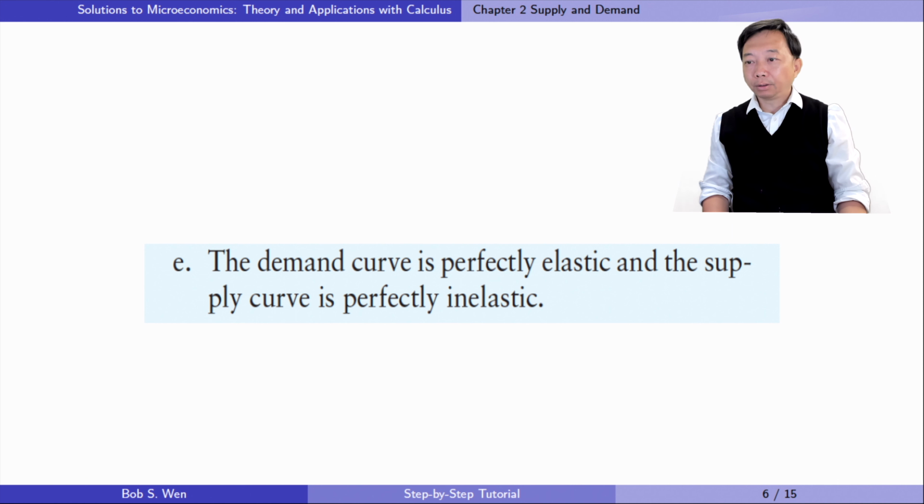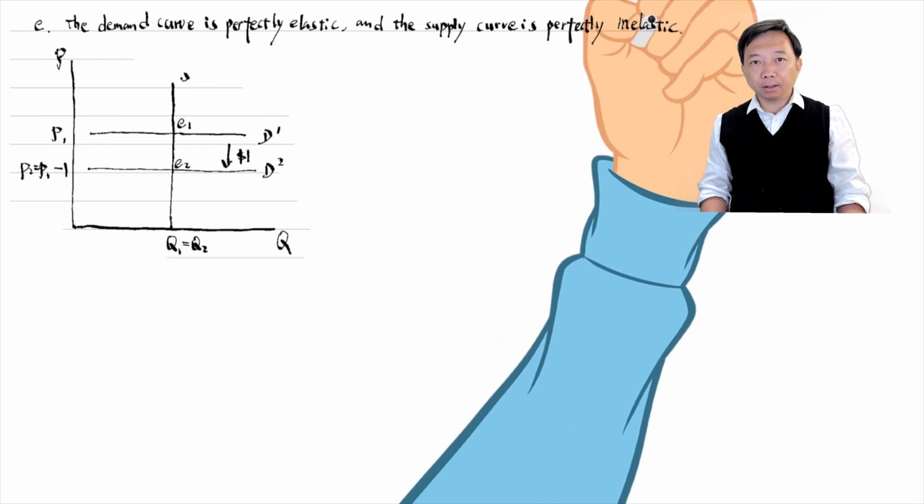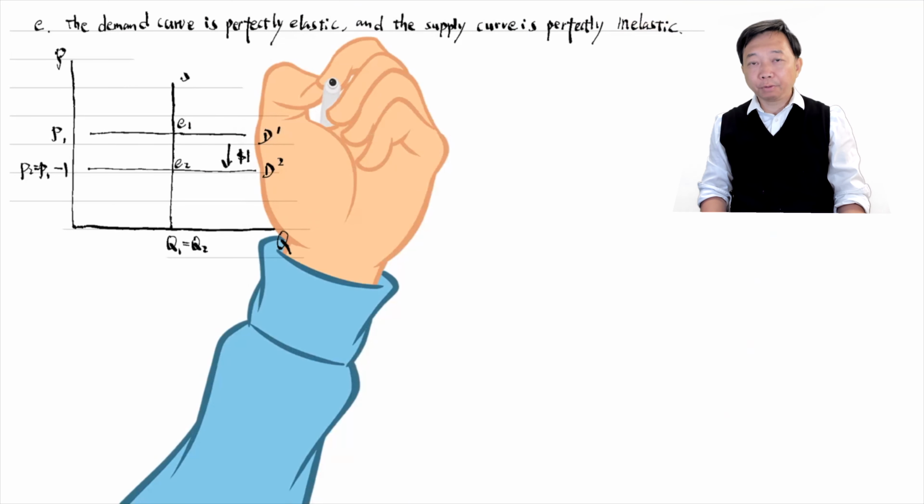In Part E, the demand curve is perfectly elastic and the supply curve is perfectly inelastic. We now can make an educated guess of the answer. From the above exercises, we find that the more elastic party always bears a smaller tax burden. If consumers are perfectly price elastic and the firms are perfectly price inelastic, the incidence of the tax on consumers should be 0, while the firms pay the entire tax.